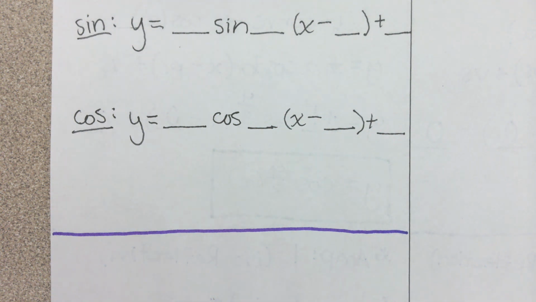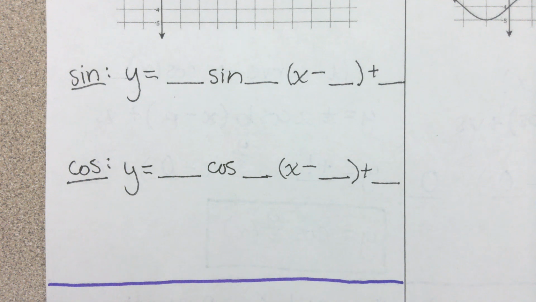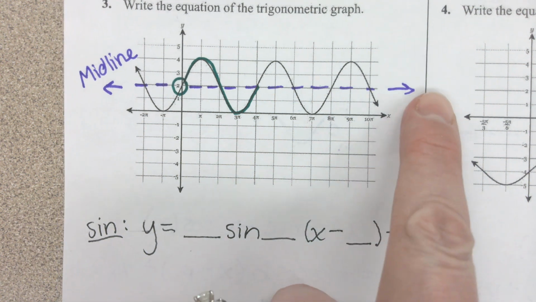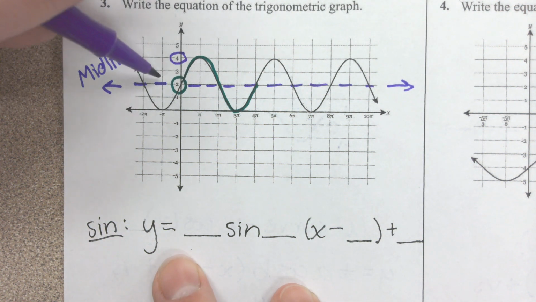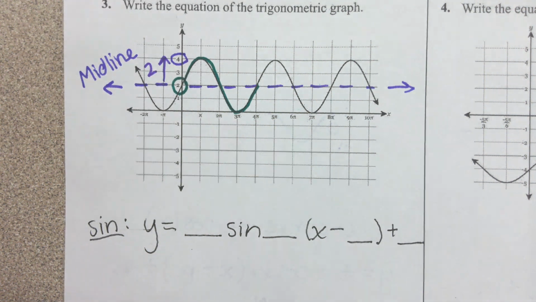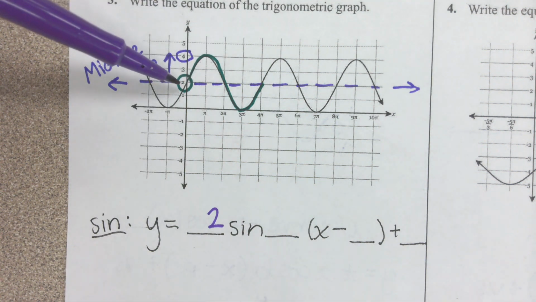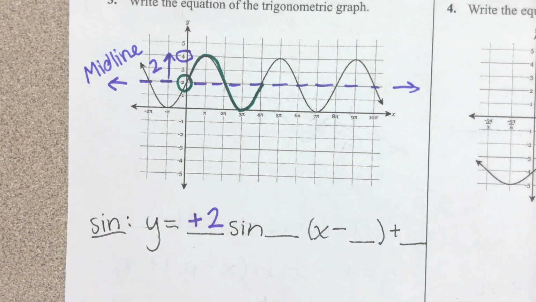I'm not going to show a lot of work on this one. First thing we'll do is find the A value, the amplitude. So we found our midline. From there, our maximum is 4. So from the midline up to the max, we go up 2. So our amplitude here is 2. So our A value is 2. And from the starting point, we go up. That's positive. No reflection here, so this is a positive 2.